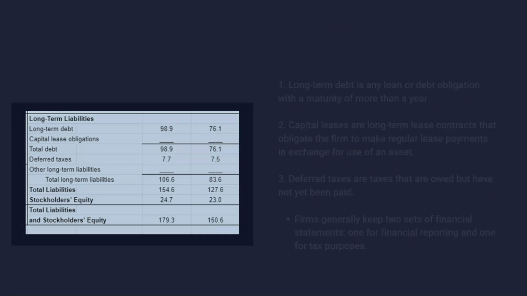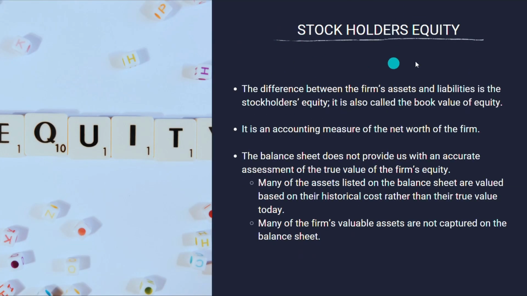Stockholders' equity. The sum of the current liabilities and long-term liabilities is total liabilities. The difference between the firm's assets and liabilities is the stockholders' equity. It is also called the book value of equity. As we stated earlier, it is an accounting measure of the net worth of the firm. Ideally, the balance sheet will provide us with an accurate assessment of the true value of the firm's equity. Unfortunately, this is unlikely to be the case.